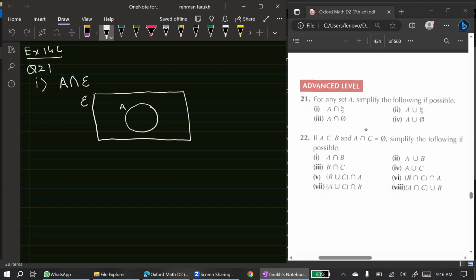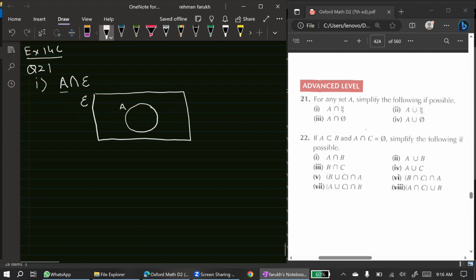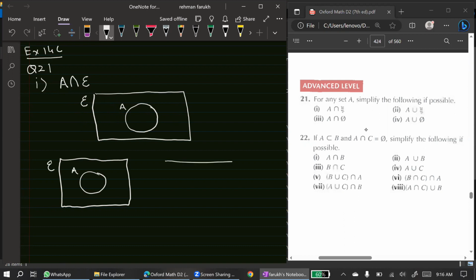Now you can see that there are two sets under discussion. One is A, the other one is E. Now we will draw two diagrams, and in one diagram we will shade the universal set.